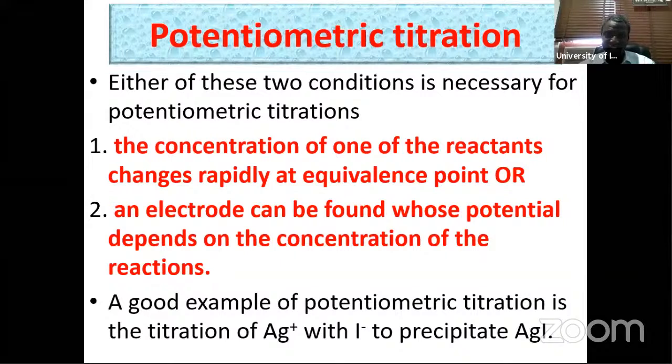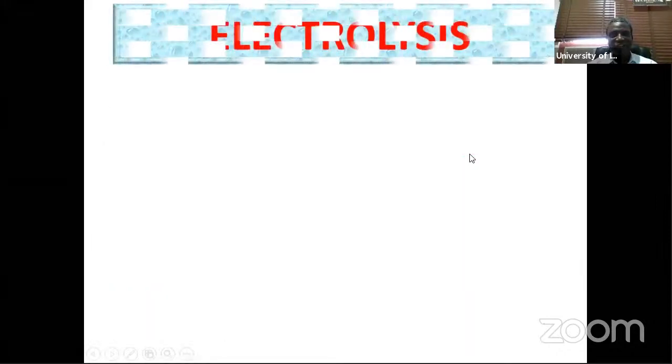A good example of potentiometric titration is titrating silver ion with iodide ion, where normally you have a precipitate of silver iodide. You won't know when this starts; you find something cloudy and you won't be too sure. But when you are adding and taking pH against volume, you know suddenly, okay, this must be the equivalent point. That is what we call potentiometric titration.